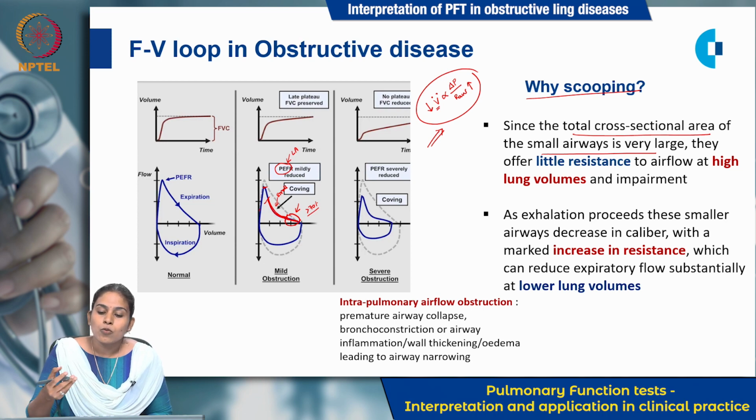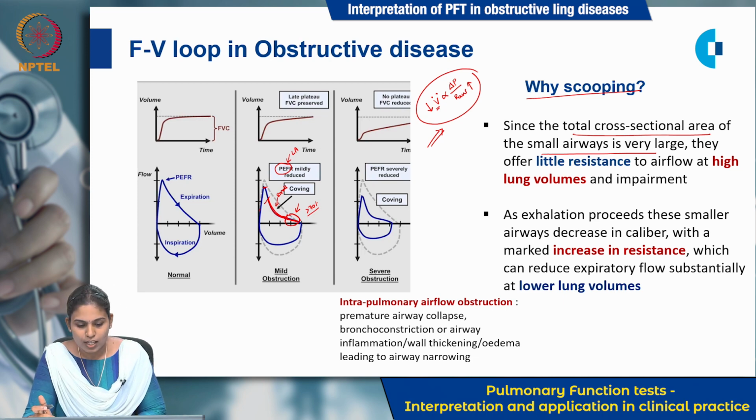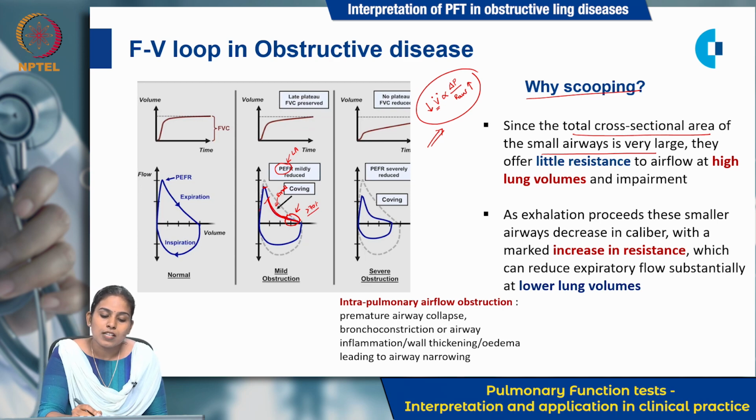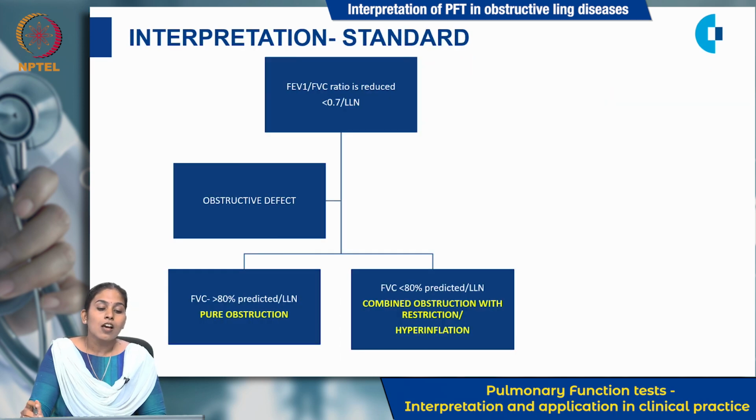So the pathology behind this is simply a formula: because the resistance increases, the flow decreases. That's it. As it proceeds and proceeds, your PEFR is also reduced, and the coving is also happening. Okay, very good. Then now we move on to the interpretation.